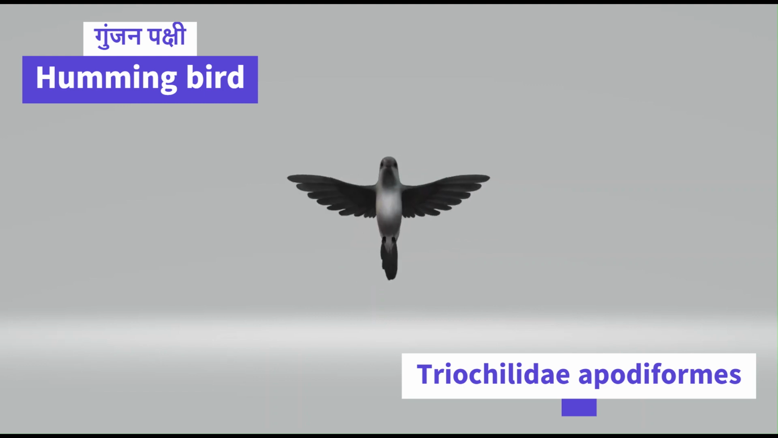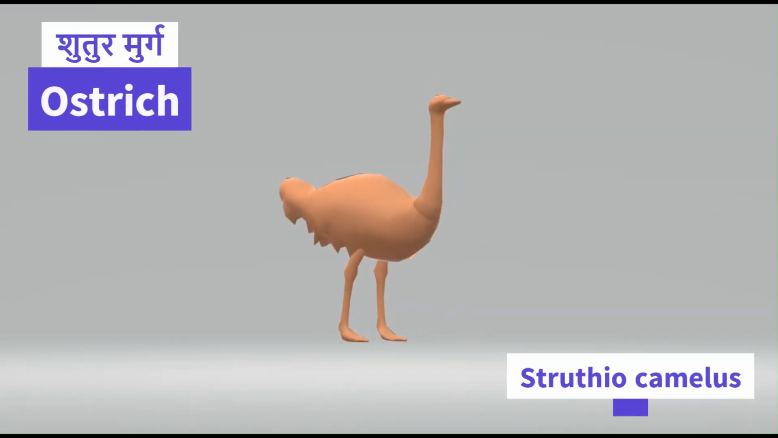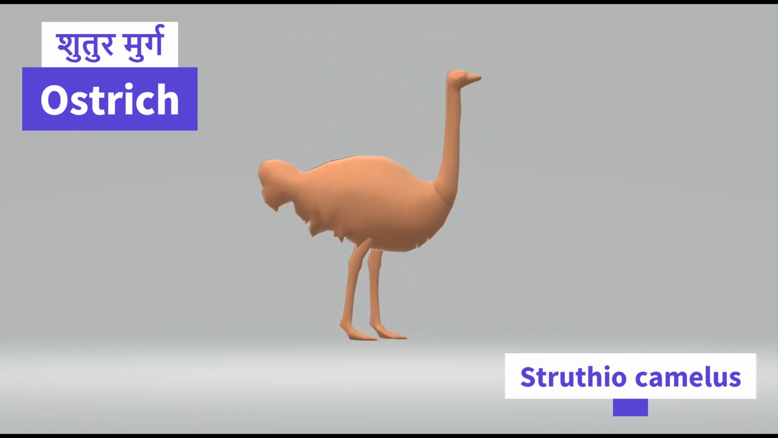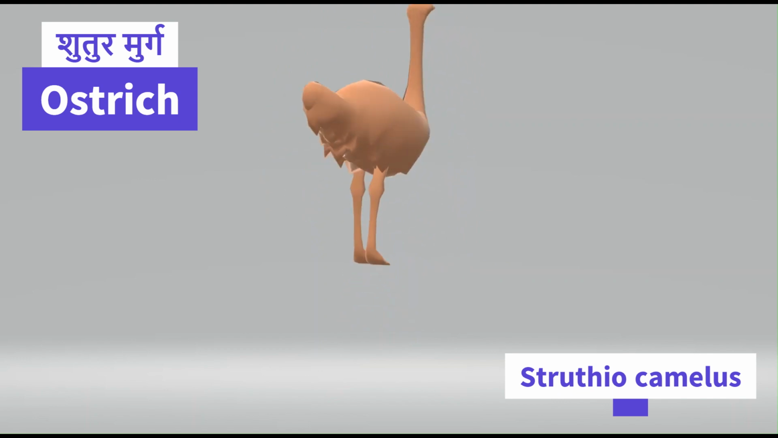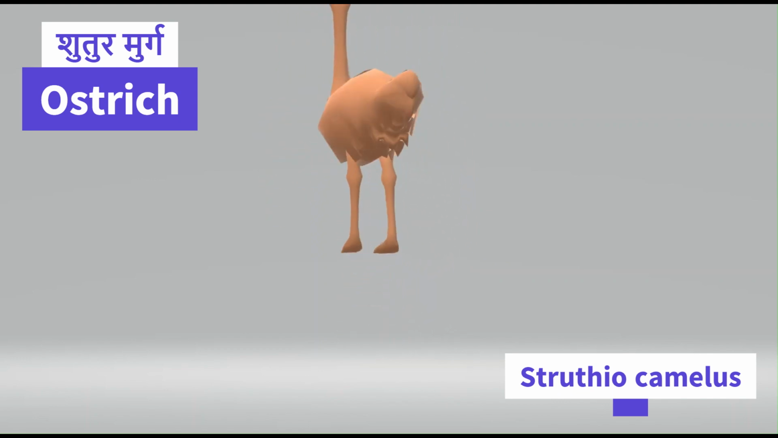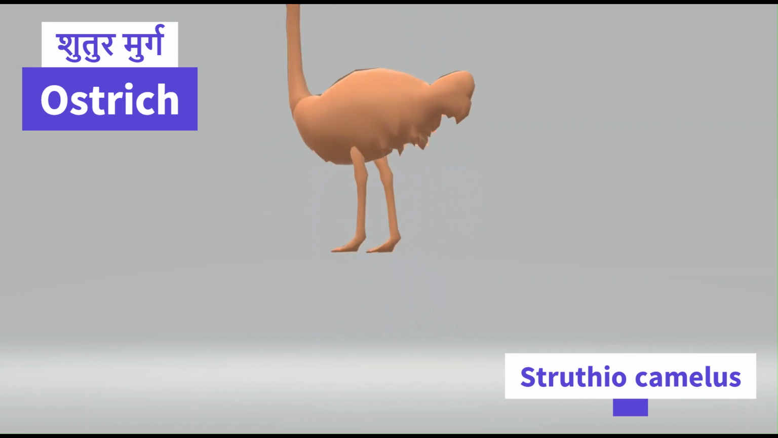The next bird is a fast runner. It is an ostrich. It is known as Shutur-murg in Hindi. The scientific name of ostrich is Struthio camelus.